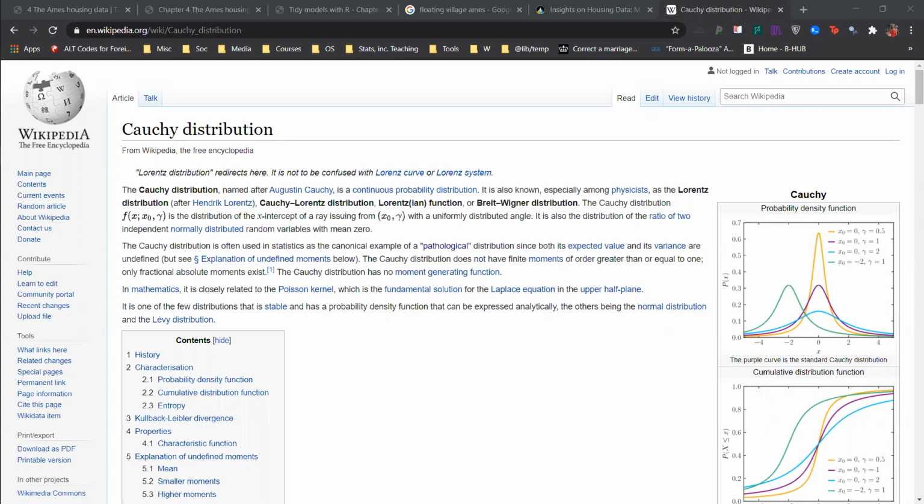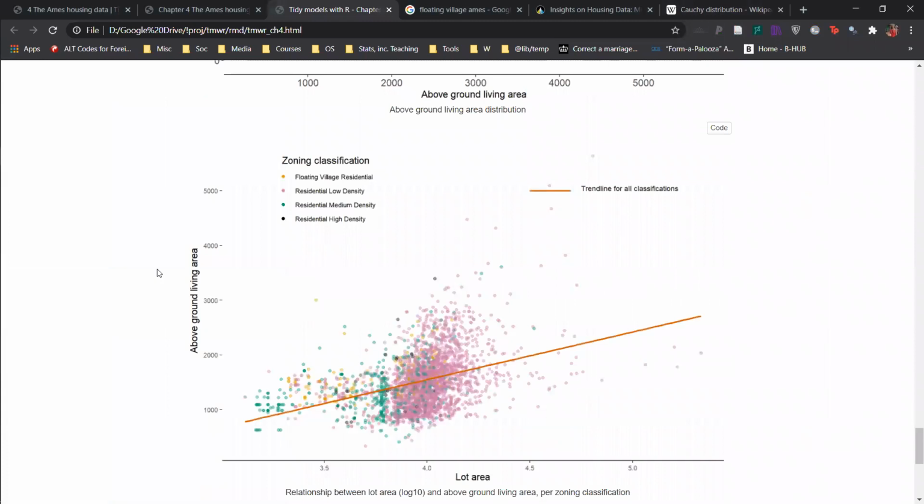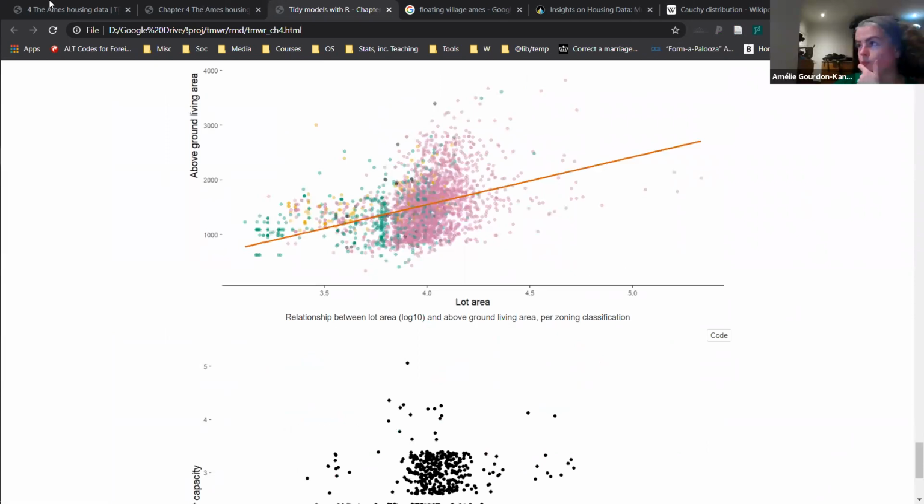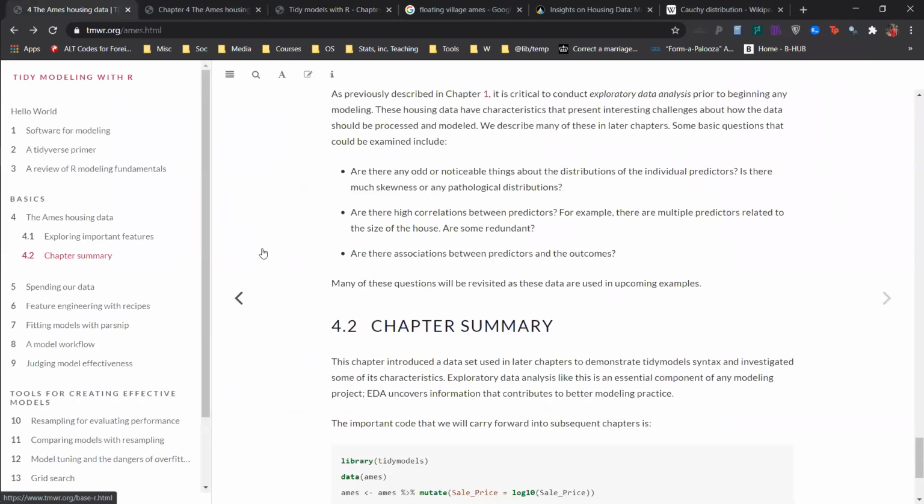Anything else, anyone? Just going back to the chat. I have another quick question. If you can open the book as well. Yeah, it's here. Okay. Yeah, right.